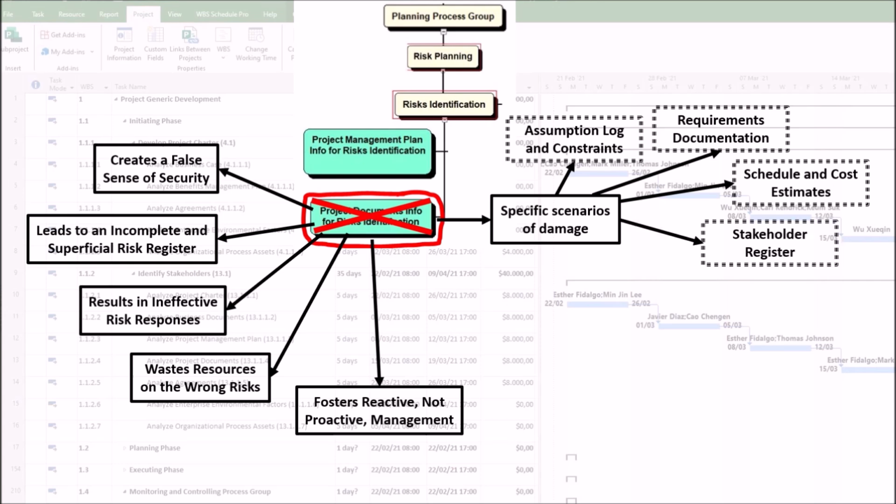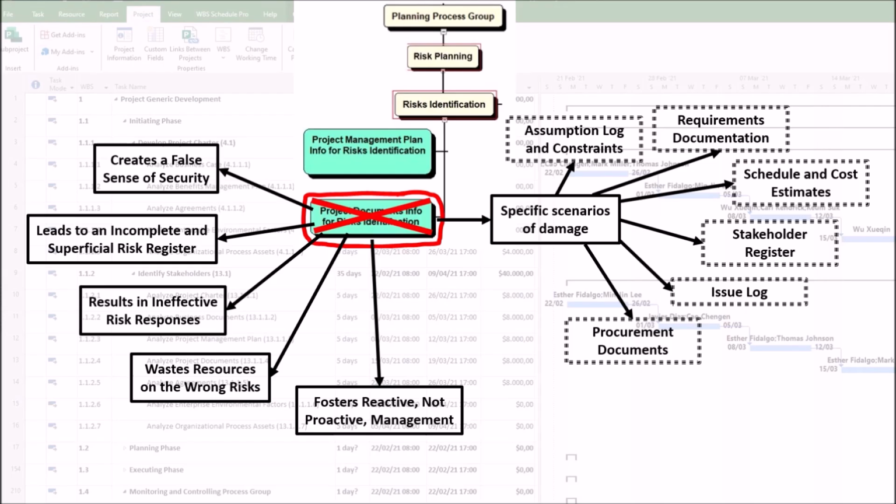Fourth, stakeholder register. The project may exhibit stakeholder-induced crises. Risks from opposition, miscommunication, or shifting expectations from powerful stakeholders are missed, leading to political roadblocks and loss of support. Fifth, issue log. The project may exhibit repeat failures. The project fails to learn from its own current problems. The same types of issues keep recurring because their root causes were never identified as ongoing risks.